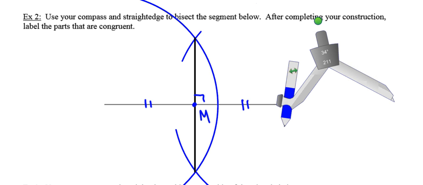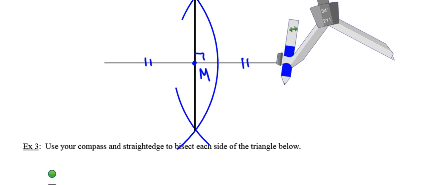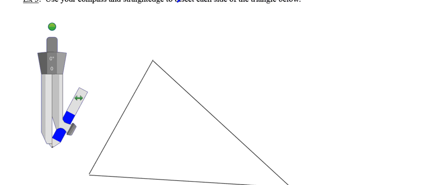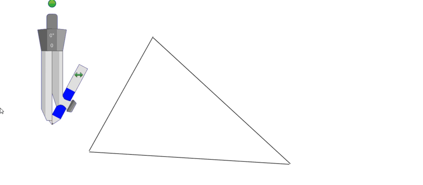Excellent. Down at the bottom, it says use the compass and straight edge to bisect each side of the triangle below. So I'm going to do this on my paper if you want or need the assistance. If you feel like you're ready to bisect each one of those line segments, feel free to pause the video and go ahead and bisect each one of those line segments. It's really a matter of you getting what you need out of the video at this point.